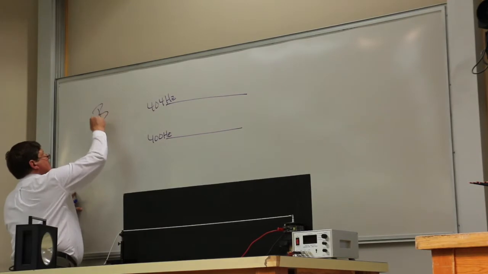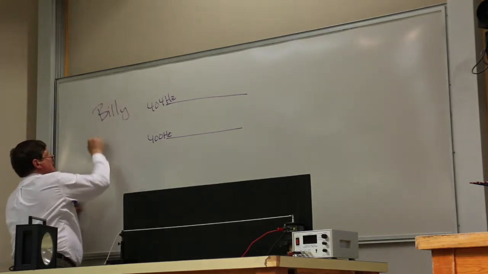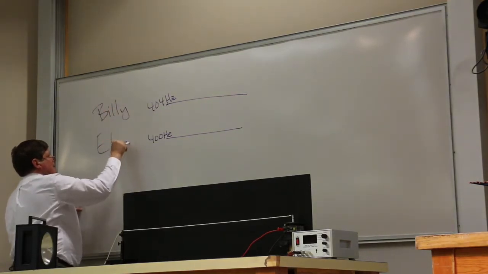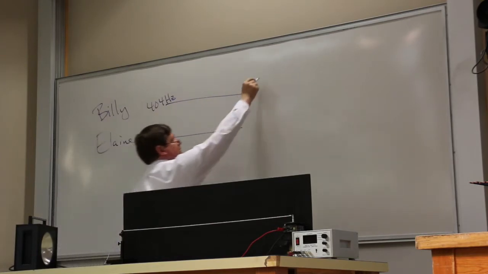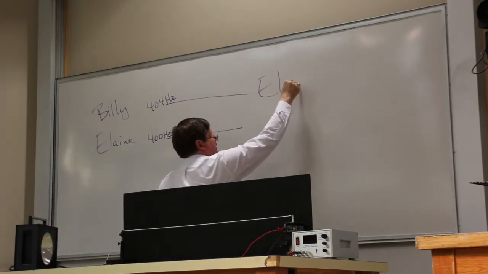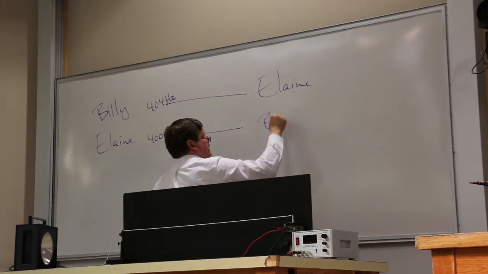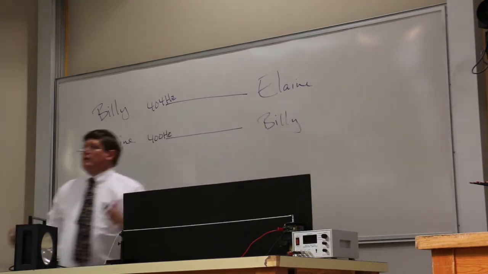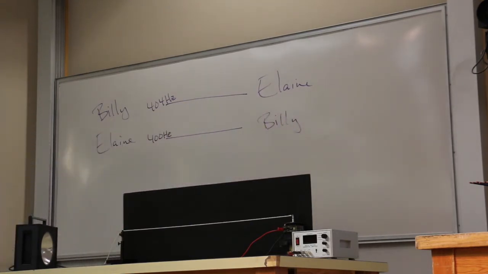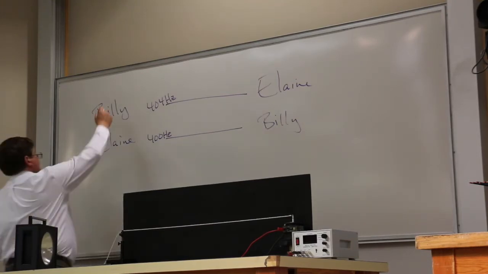Either Billy has the higher frequency and Elaine has the lower one, or Elaine has the higher frequency and Billy has the lower one. Those are the only 2 options. When there's only 2 options, you decide by flipping a coin. Or just guess. I guess it's this one.